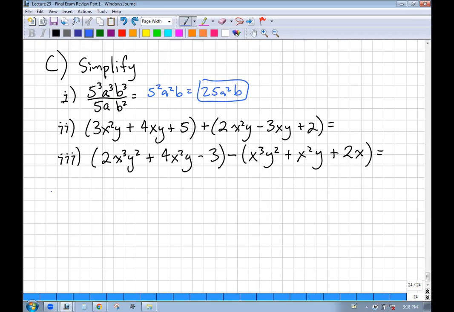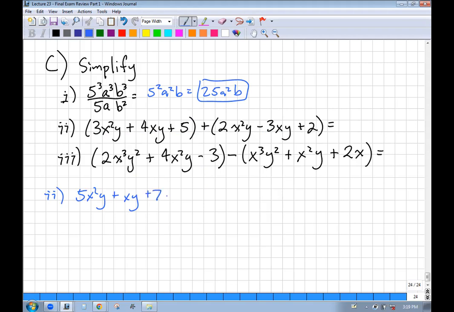All right, we combine like terms. These parentheses aren't doing anything at all. You can just throw them away. Combining like terms, you have 3 plus 2, 5x squared y. 4 minus 3 is 1xy, and then a 5 plus 2 is 7.